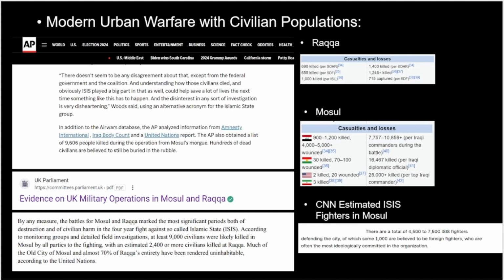Examining similar urban environments to the Israel-Hamas conflict sheds further light on the matter of civilian casualties in modern warfare. The Battle for Mosul and Raqqa against ISIS stand as stark examples. In the Battle of Mosul, reports vary widely, but Iraqi officials and various media outlets provide estimates that hint at the scale of the conflict and its toll on the civilian populace.